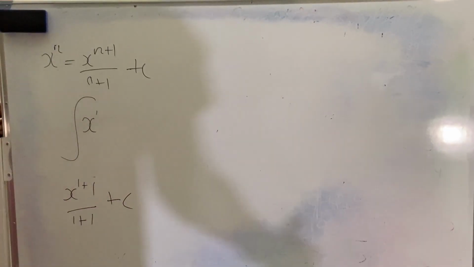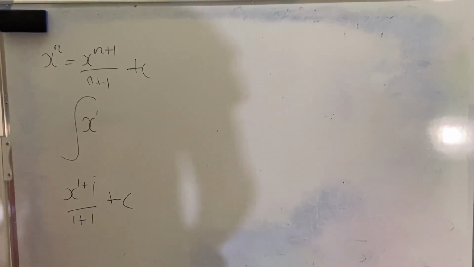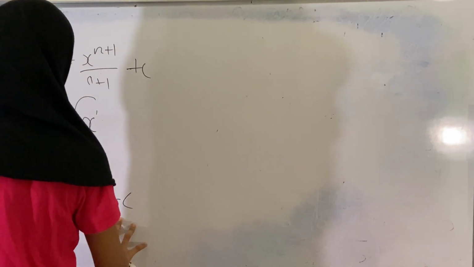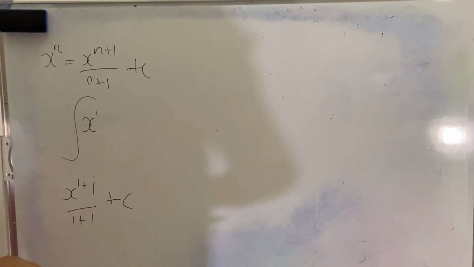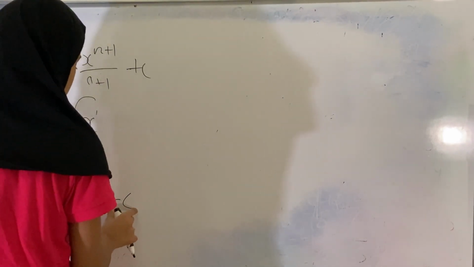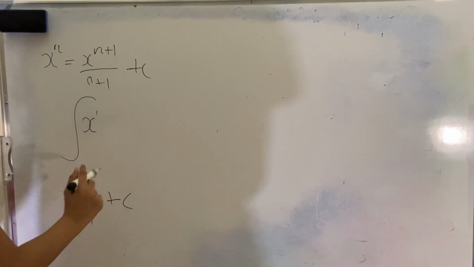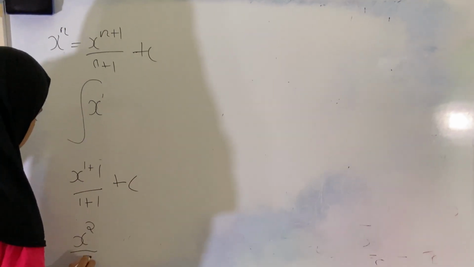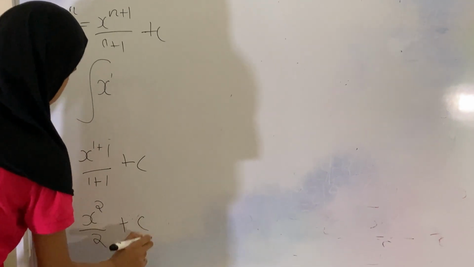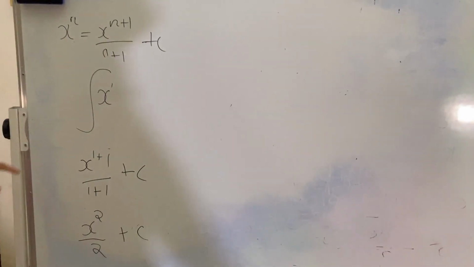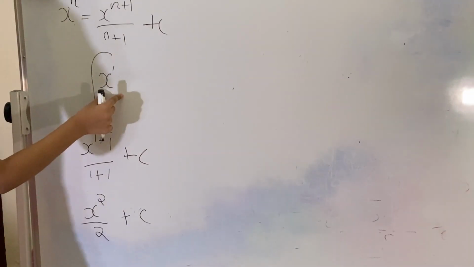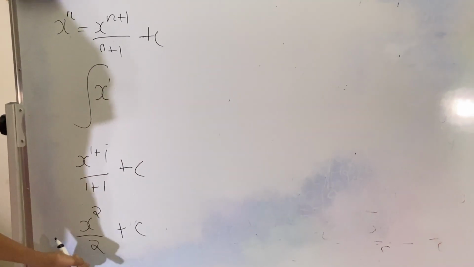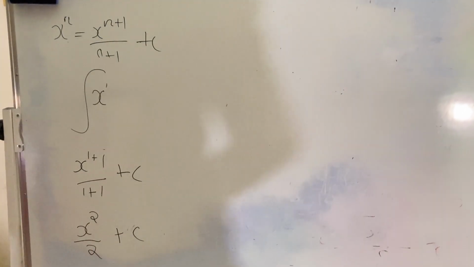We use plus c on any answer for integration. Any answer you get, you have to write the plus c. So x square by 2 plus c. Okay, so the integration of x is x square by 2 plus c.